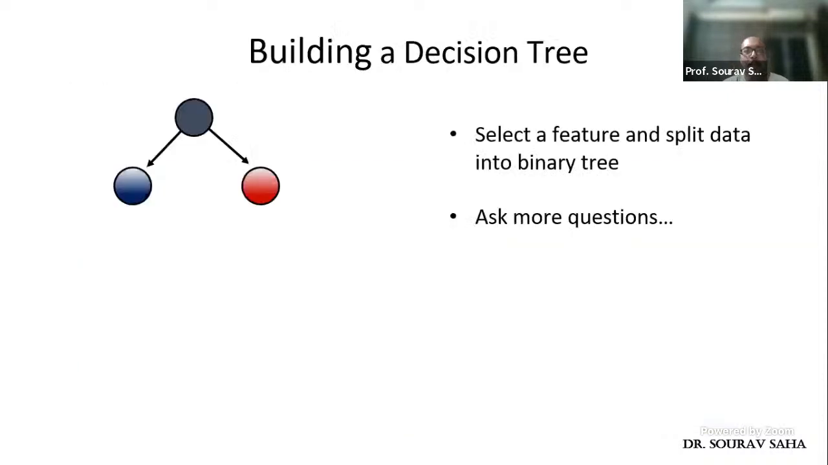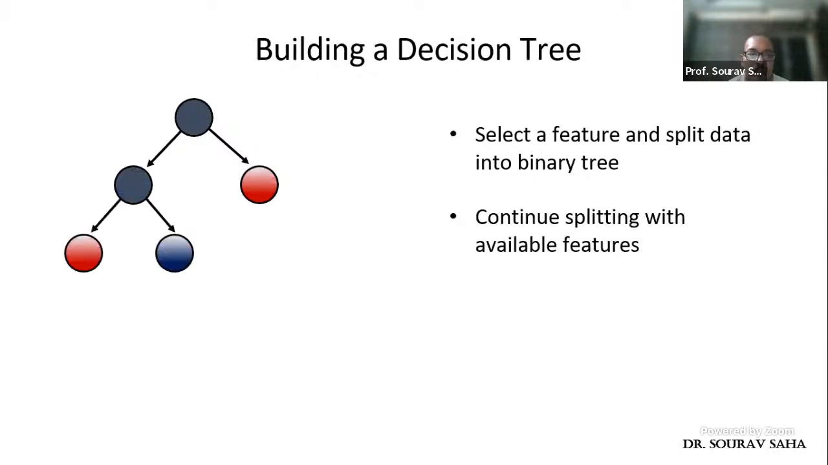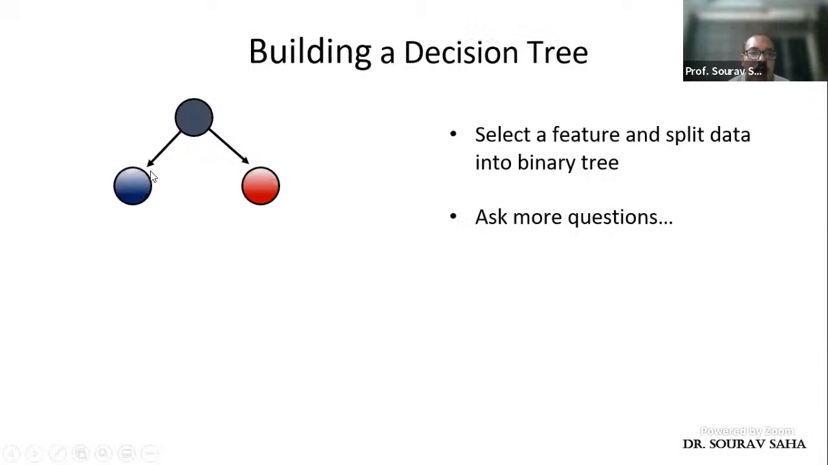Okay, coming to building the decision tree. We selected the feature and split the data into, let's say, a binary tree, and then we asked more questions. See here, I have split, and then I have one blue and one red. If I have complete blue and complete red, it means I've done a good job, in the sense that there is no confusion, no heterogeneity, right? But let's say this blue is not pure blue. There are some reds embedded in it. So I probably need to split it further.